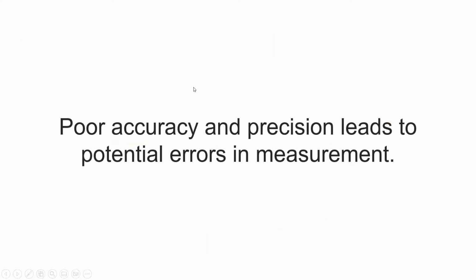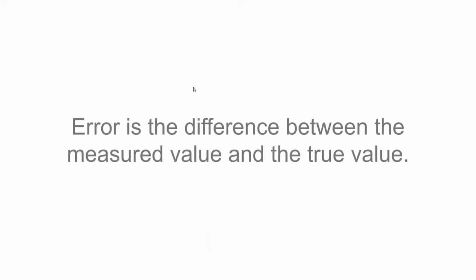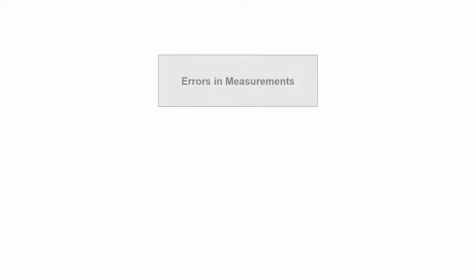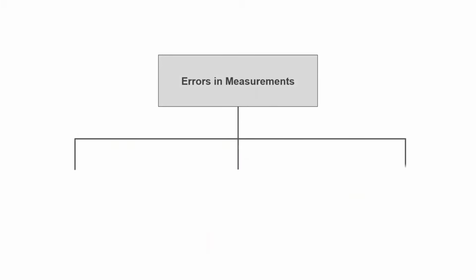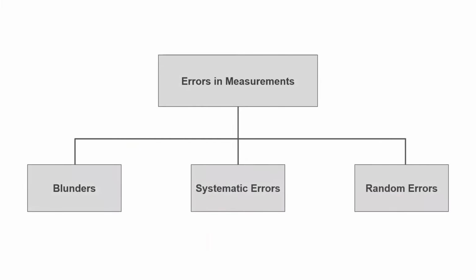So poor accuracy and precision leads to potential errors in measurement, where we define error as the difference between the measured value and the true value. There are three general types of errors in measurement: blunders, systematic errors, and random errors. Let's start with blunders.